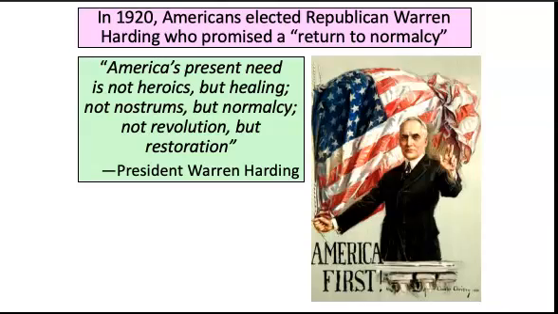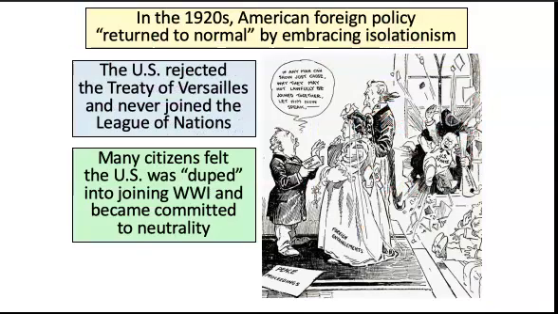Now, after World War I in the 1920s, Americans elected Republican Warren G. Harding, who promised this return to normalcy. He had said America's present need is not heroics but healing, not nostrums but normalcy, not revolution but restoration. And in this return to normalcy, we were embracing isolationism. And we did so in several ways. We rejected the Treaty of Versailles. We never joined the League of Nations. And this was because many people in the United States felt duped into joining World War I and became even more committed to neutrality.